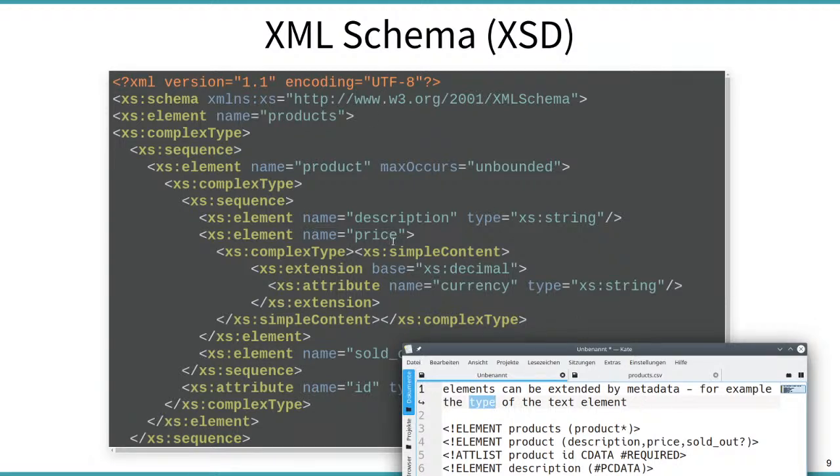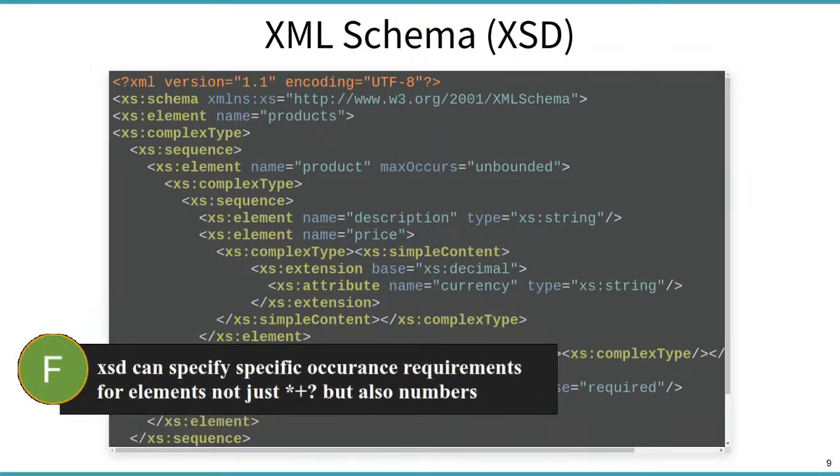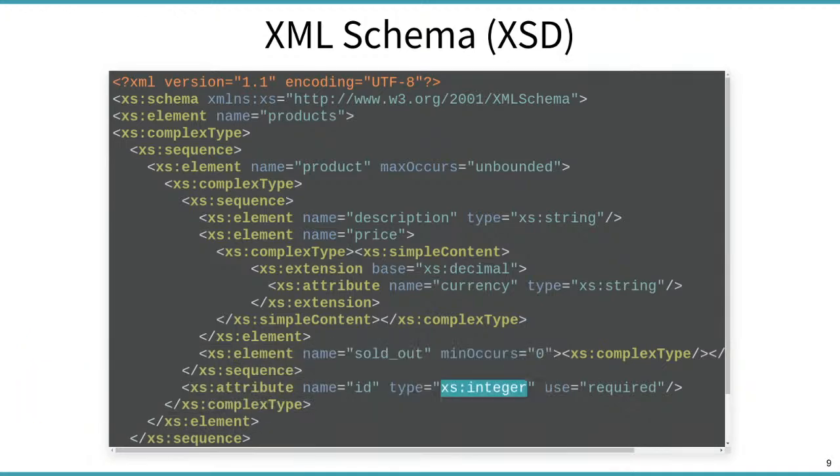So here we say the ID of a product must be a number. That was not possible in the DTD. In the DTD, we could write anything into an ID. XSD can specify occurrence requirements for elements and not just star, plus, and question marks. Exactly. Here we can say minOccurs 7.